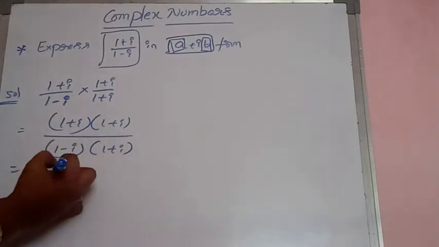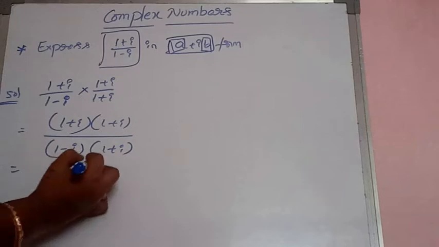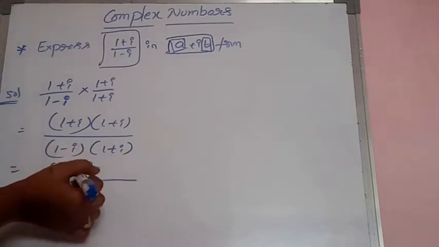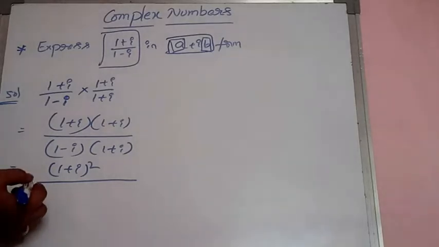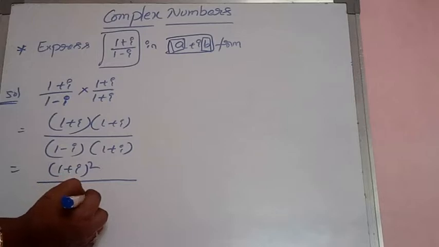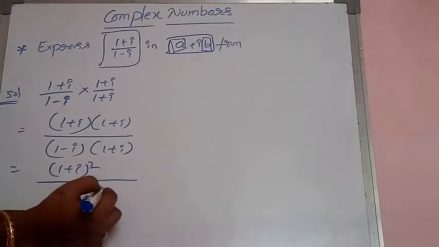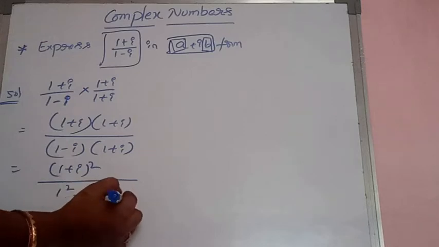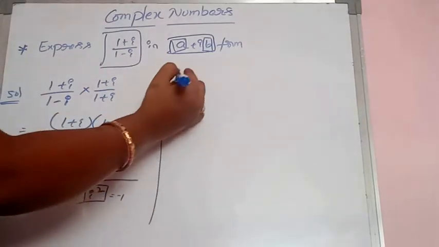Here (1 plus i) into (1 plus i) means (1 plus i) whole square. In the denominator, this is the a minus b into a plus b form. a plus b into a minus b means a square minus b square. So 1 square minus i square. We already know the value of i square, this is nothing but minus 1.